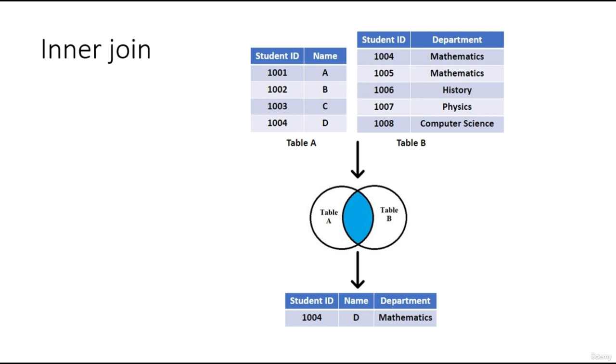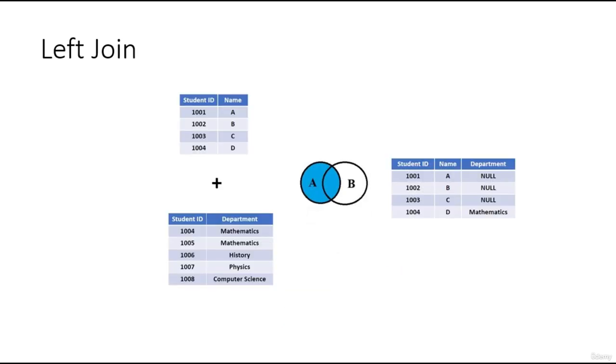Next, we have something called a left join. Left join means we are returning the results from the left table only. Here this is the left table, which has student ID and name, and this is my right table, which has student ID and department. Now it will return every value from the left-hand side, which is 1001, 1002, 1003, 1004 and so on. So this is what we call a left join, where the records from the left-hand side will be returned.